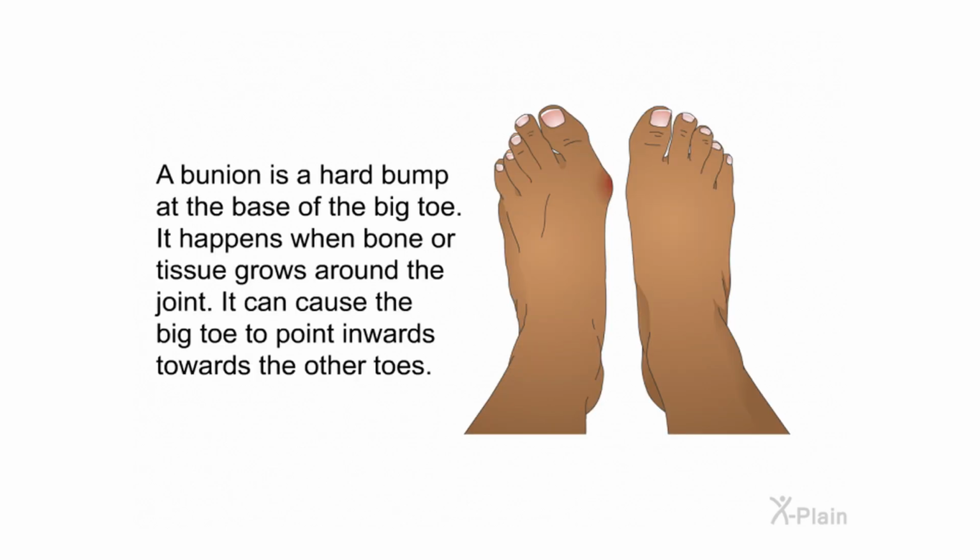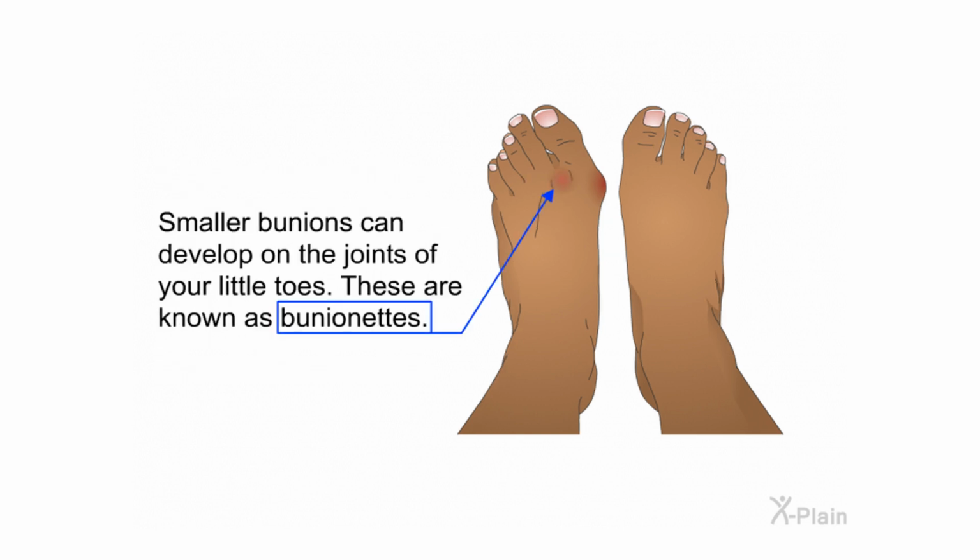Bunions. A bunion is a hard bump at the base of the big toe. It happens when bone or tissue grows around the joint. It can cause the big toe to point inwards towards the other toes. Smaller bunions can develop on the joints of your little toes. These are known as bunionettes.